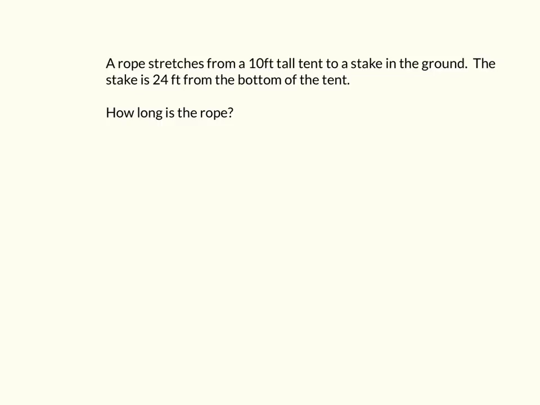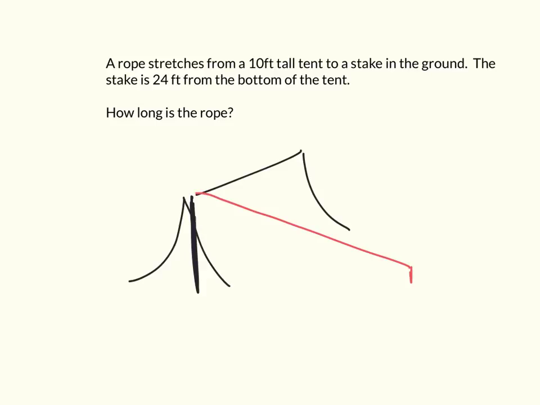Alright, so I'm going to draw my tent, because we're talking about that tent again. So here's the pole of the tent, and I've got the sides of the tent coming up. Oh, it's a gorgeous tent. And I've got a rope coming off of that tent, and it's staked into the ground. I know that this tent is 10 feet tall.